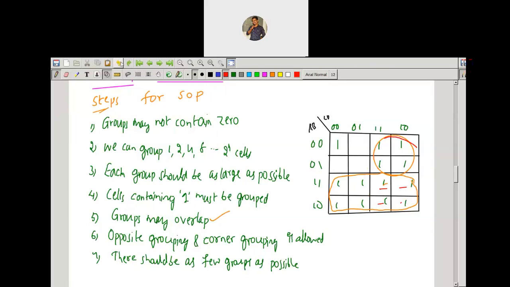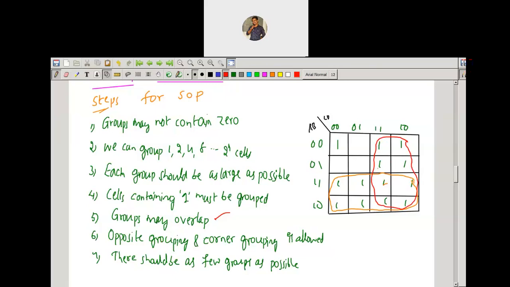Let me make it clear here. By using the overlapping fifth point, I can group the eight cells by grouping like this. So we are grouping eight cells instead of grouping four cells. By using the fifth point, groups may overlap.